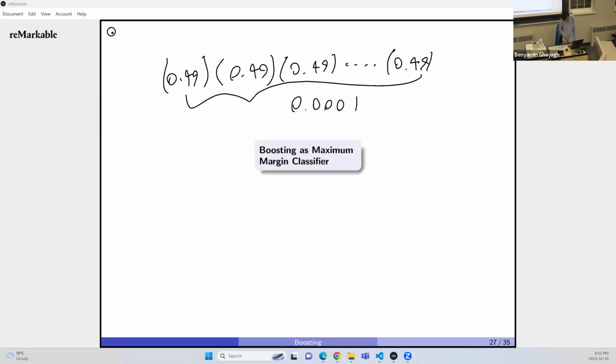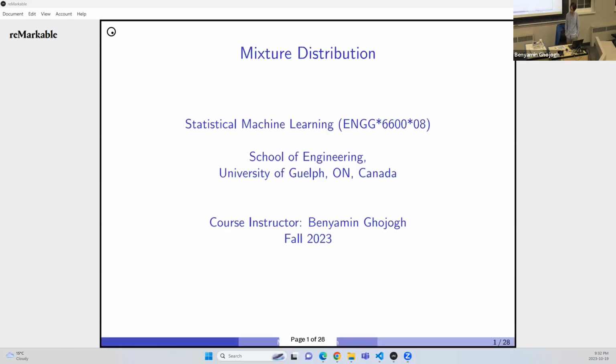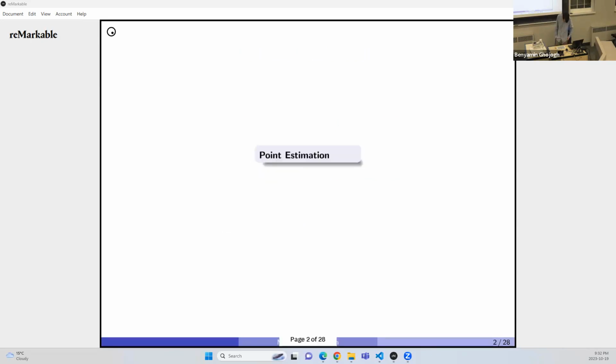Okay. So the other part is mixture models. We can't finish it, but we'll go on until where we can, and then we'll continue in the next session. Mixture distribution. First, let's talk about point estimation.